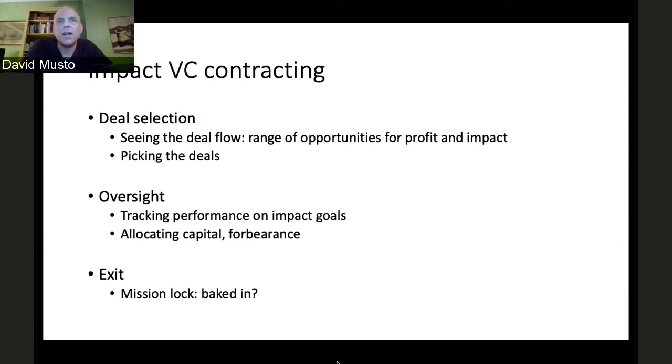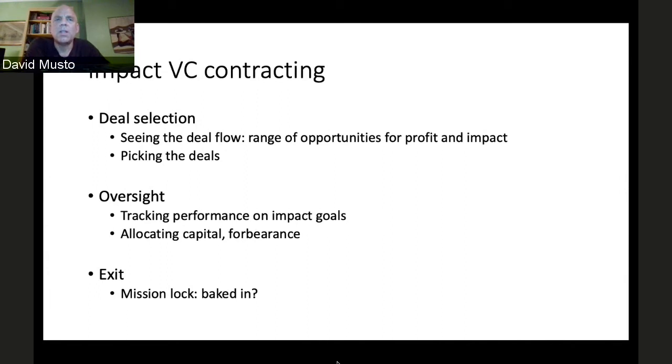And then in the oversight role, you are tracking performance on the impact goals, and think about what we've been through with the pandemic. You're looking at someone you've invested in, and questions are arising about whether they can meet all the covenants in your contract. You have a question, as you always do, of forbearance, waiving off these potential contract violations. But now you're going to be asking yourself not just the usual financial questions, but also how the impact is affected.